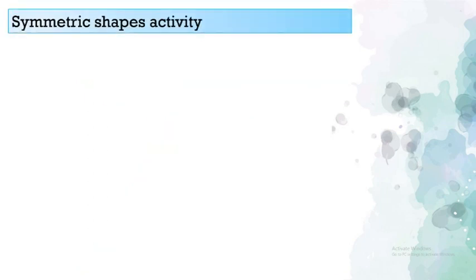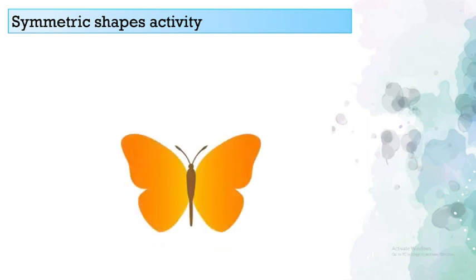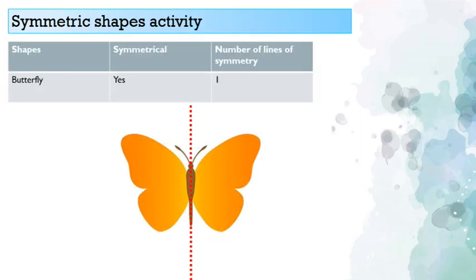Students, let's do a symmetrical shape activity. This is a butterfly. We can divide the butterfly into identical halves. We can divide the butterfly in a vertical way. The number of lines of symmetry is 1.